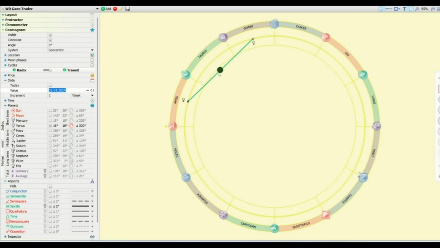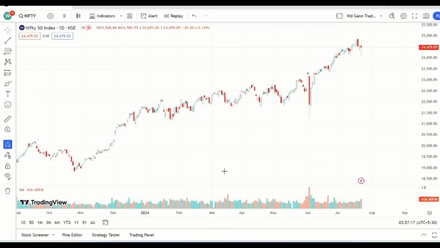Yes, here you can see that on the date 18th April 2024, we can see the sextile of Venus-Venus exactly at 60 degrees. So let's mark this date on the Nifty chart. So open the TradingView app. Here is our TradingView app and this is the chart of Nifty. So the date is 18th April 2024.